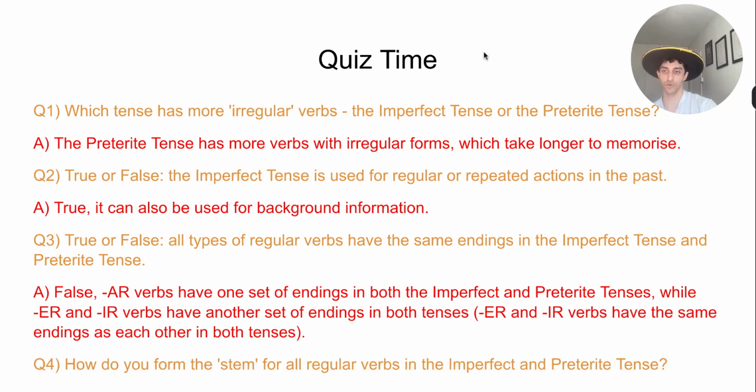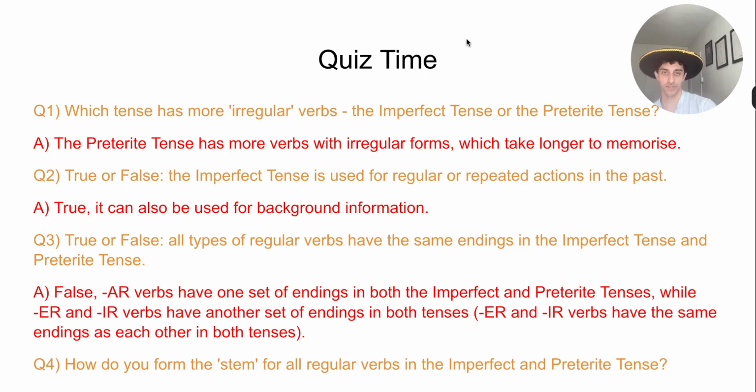Okay, lastly, number four, how do you form the stem for all regular verbs in the imperfect and the preterite tense? Stem is potentially the easier part to form for all regular verbs in the imperfect and preterite tenses. Try and remember how exactly you have to do that.